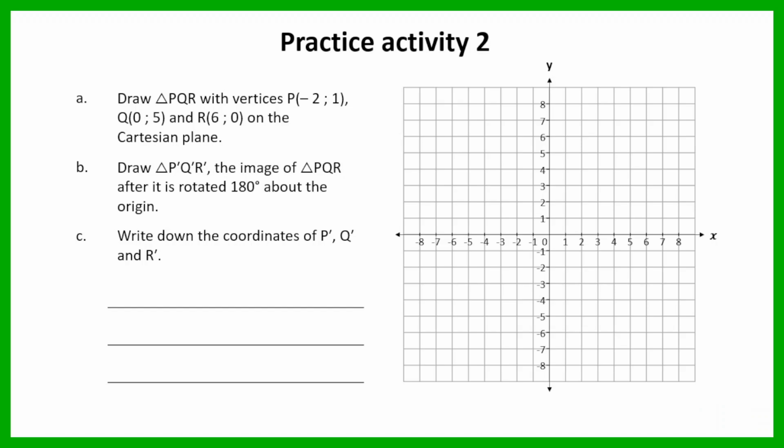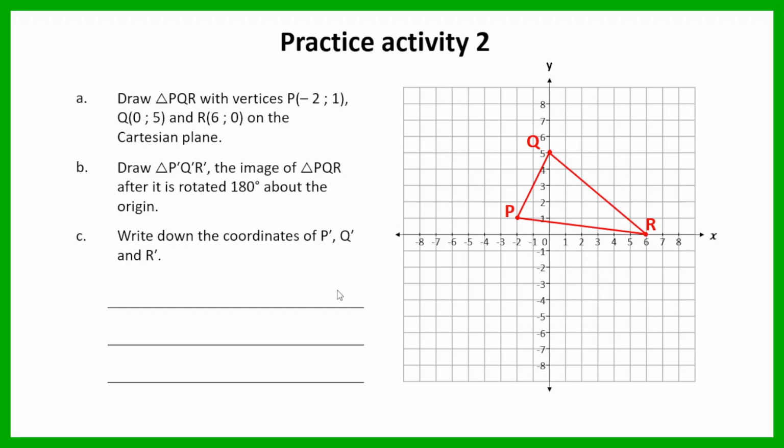Okay, so let's go through that example. So the first thing you had to do was plot the triangle PQR with these coordinates, and you should have had something that looked like this. So point P is (-2, 1), point Q is (0, 5), and point R is (6, 0), giving you a triangle that looks like this.